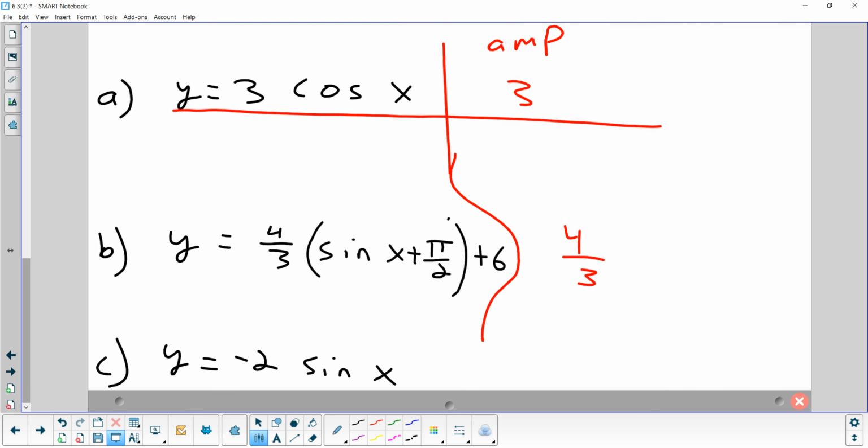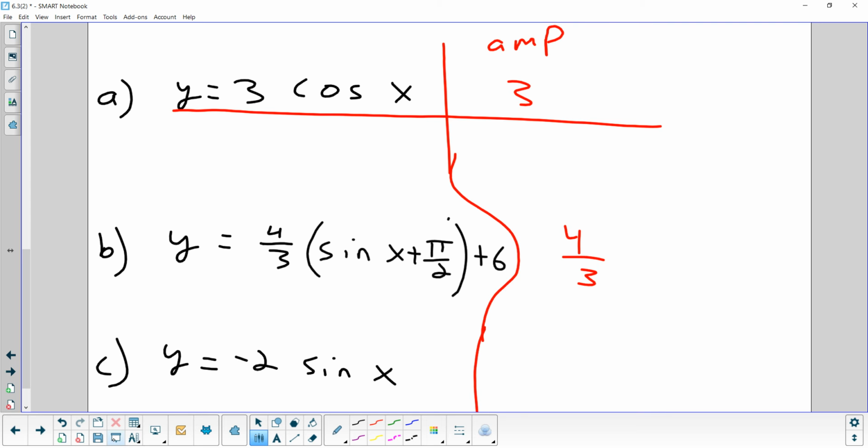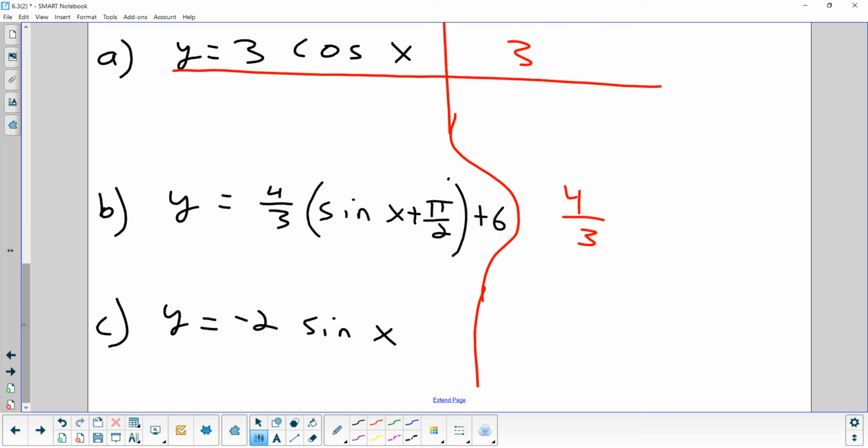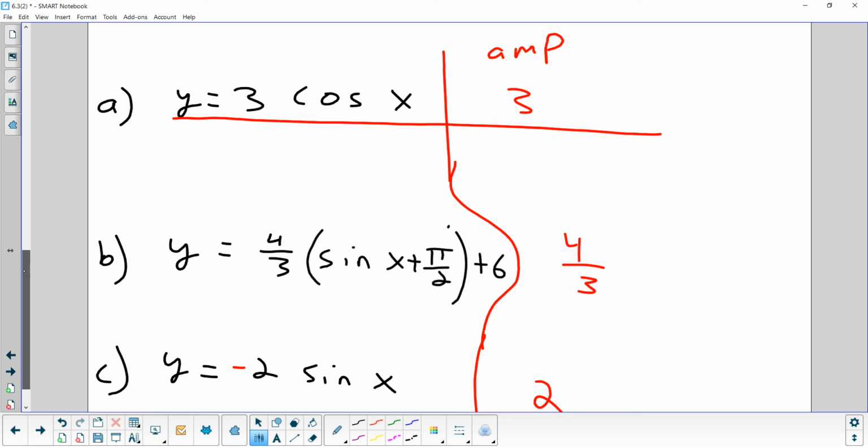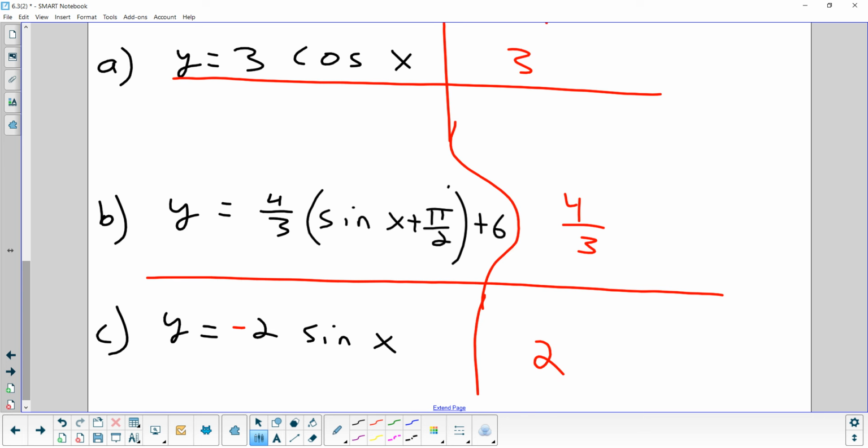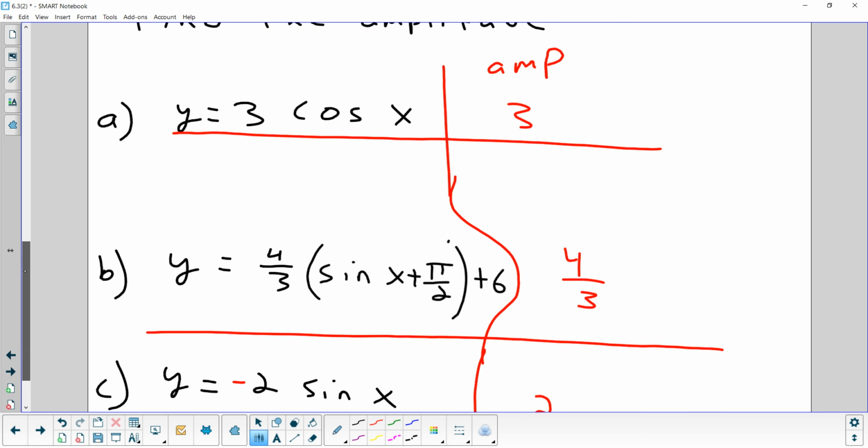How about -2 sine x? What would be the amplitude of that one? Caleb? 2. What would be the amplitude now? Still 2. Okay, that negative has no effect on the amplitude. All that does is affect a vertical reflection. Okay. So any question on finding amplitude?